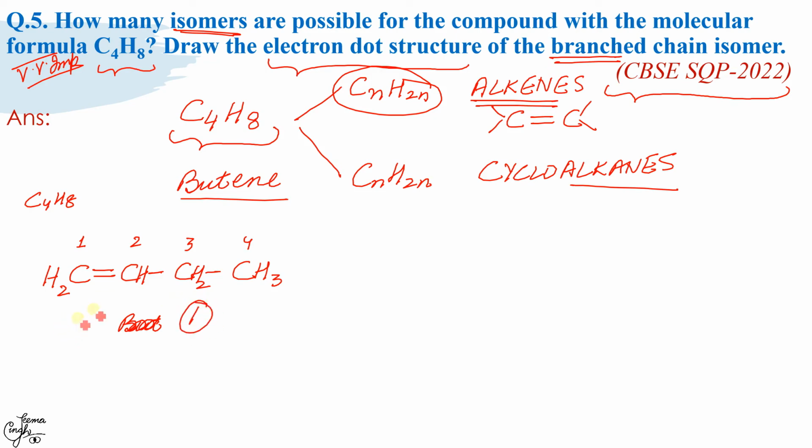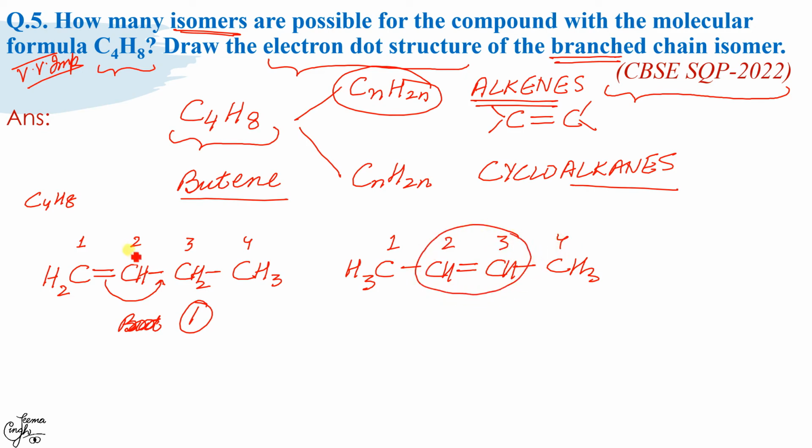Let's see what other possibilities there are. Since the double bond is the functional group, I can change its position. So the second option is a double bond between 2 and 3. Let me satisfy the valencies of carbon: CH3, CH, CH and CH3. Now the double bond is between carbon 2 and 3, whereas earlier it was between 1 and 2. Both have the same molecular formula, C4H8, but different structures. So they are structural isomers, or simply isomers. So that's 2 possibilities. They're asking for the branched chain isomer.